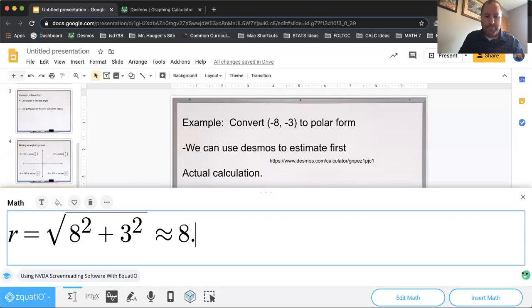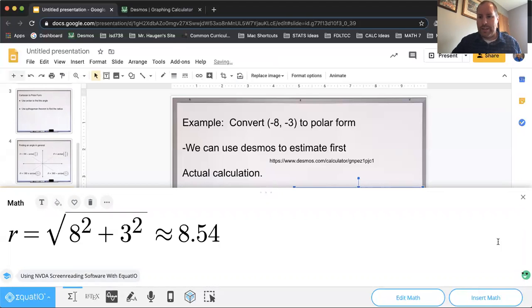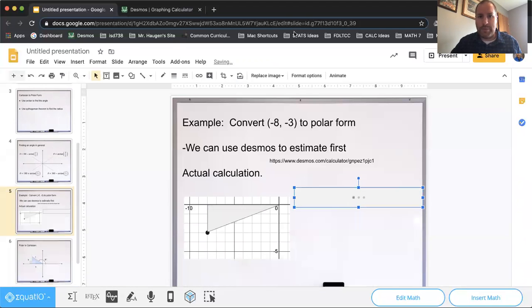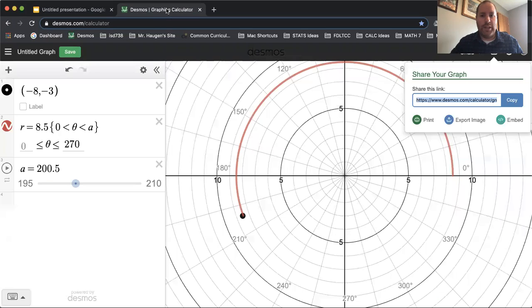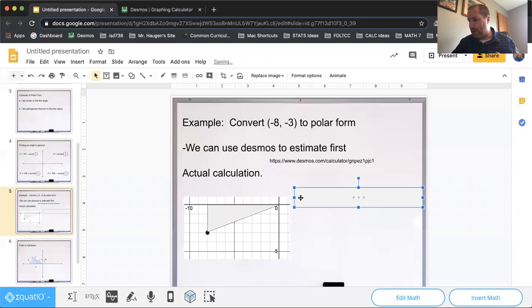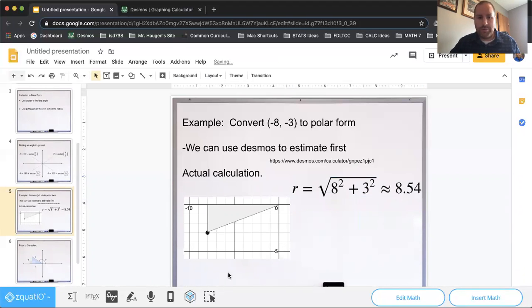8.54. So pretty close, right? We had estimated that using Desmos, right? Again, we had estimated that that was going to be about 8.5. The actual calculation, the square root of whatever we had there, is about 8.54. So pretty darn close, right?